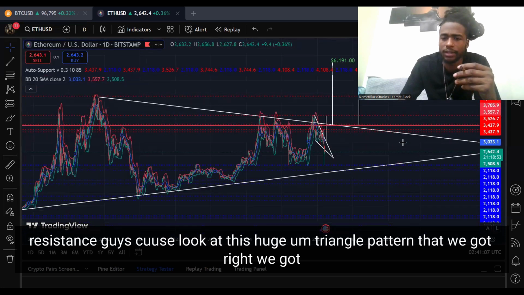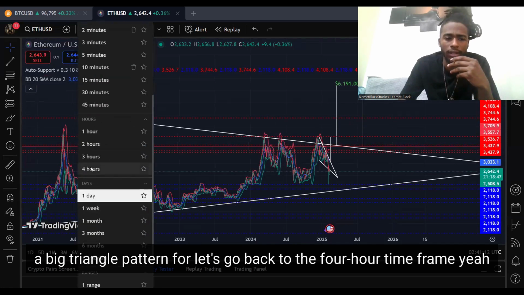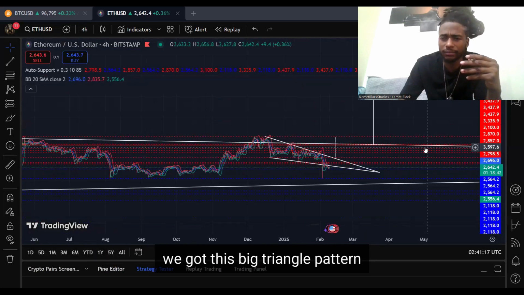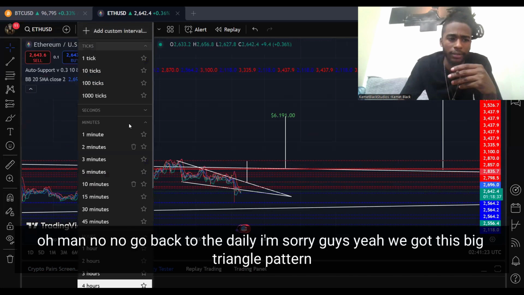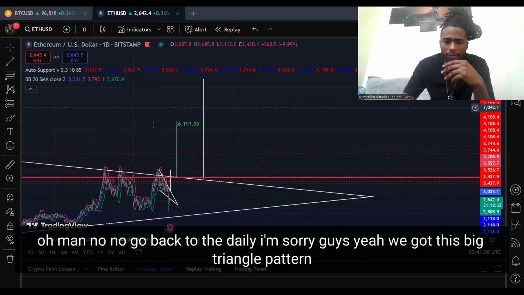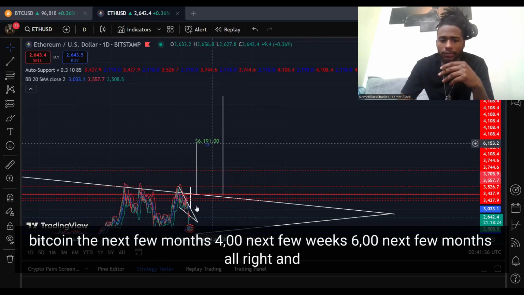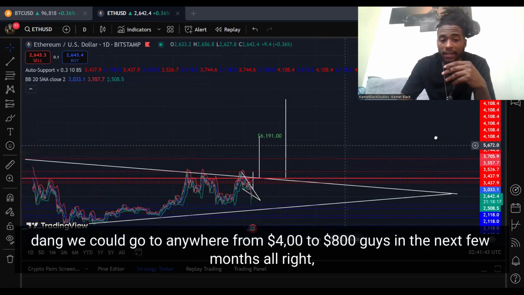But once we break past all of this resistance, guys, because look at this huge triangle pattern that we got. Let's go back to the 4-hour time frame. Oh man, no, go back to the daily. I'm sorry, guys. Yeah, we got this big triangle pattern right here. And the measurement for this pattern, we're looking at a $6,000 Ethereum in the next few months: 4,000 next few weeks, 6,000 next few months. And at this target over here, we could go to anywhere from $4,000 to $8,000, guys, in the next few months.